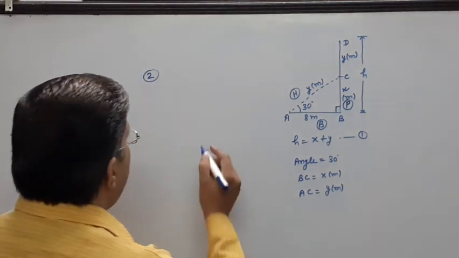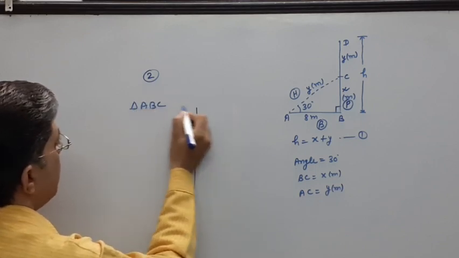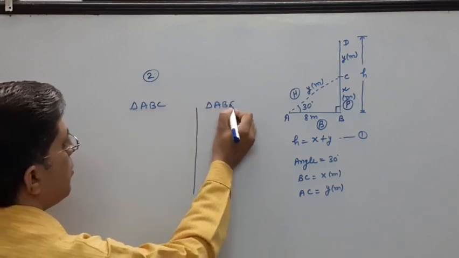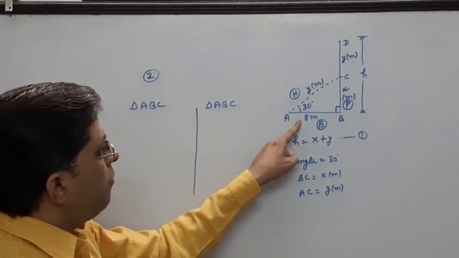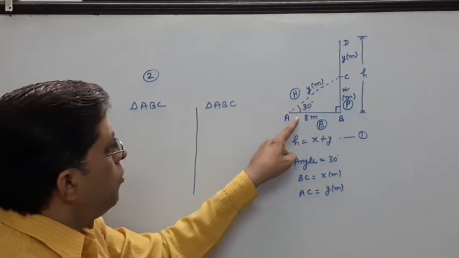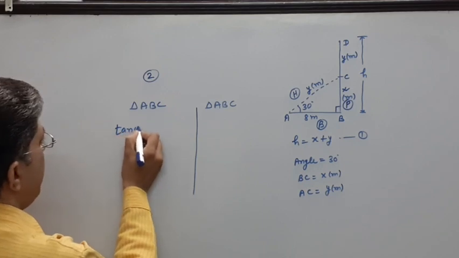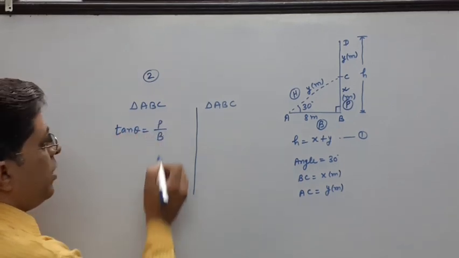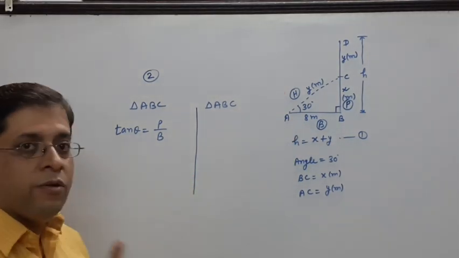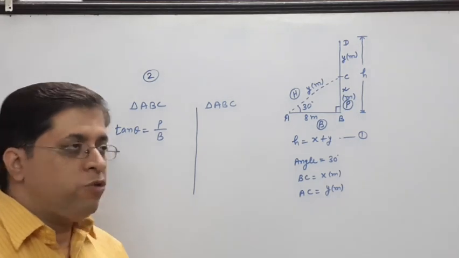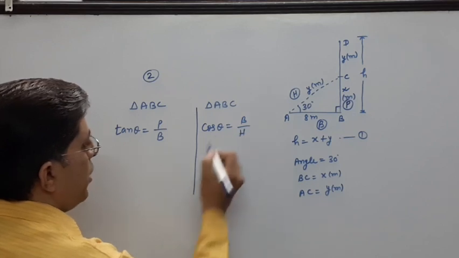I am taking the same triangle, triangle ABC. Here is also triangle ABC. Here I am taking perpendicular upon base. The perpendicular upon base relation is tan theta. And one relation is base and hypotenuse, which is cos theta, equal to base upon hypotenuse.